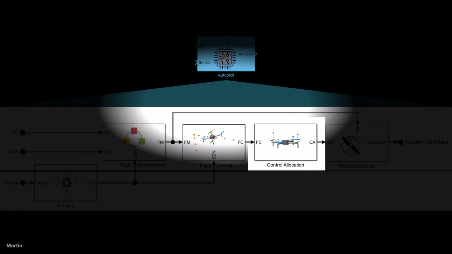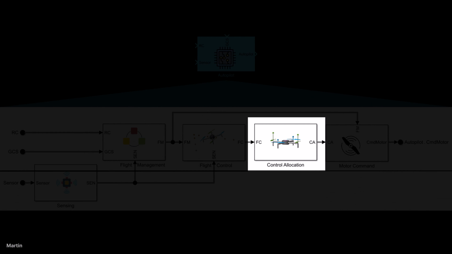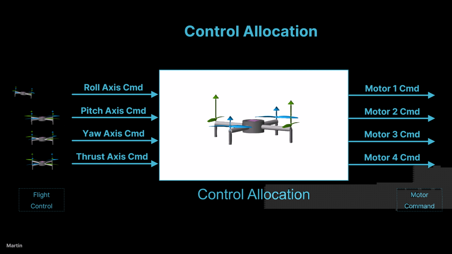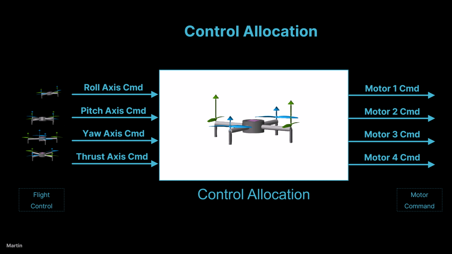Next, we will explore the control allocation subsystem. The control allocation subsystem, also known as the mixer, is responsible for distributing the desired control efforts, thrust, roll, pitch, and yaw moments, to the individual motors of a quadcopter. This subsystem translates the high-level control commands from the flight control law into specific motor commands that achieve the desired vehicle motion.